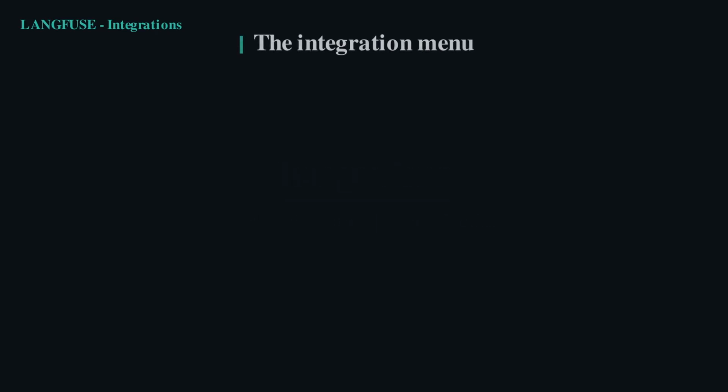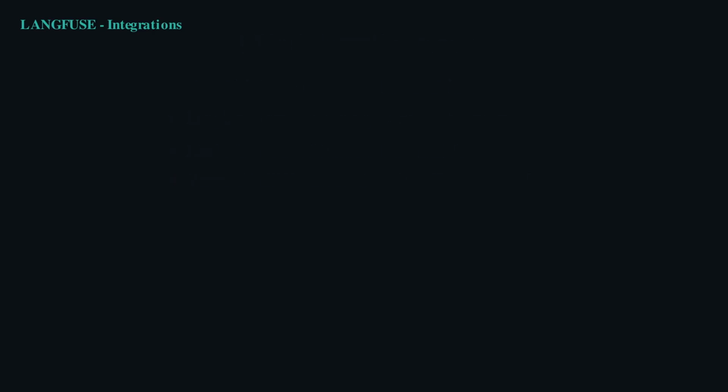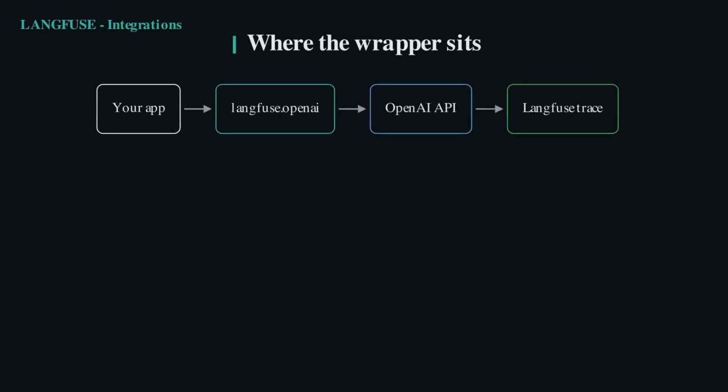Langfuse supports the OpenAI SDK, LangChain, LangGraph, LiteLLM, the Vercel AI SDK, and any OpenTelemetry framework. Everyone captures prompts, responses, token usage, cost, and errors with almost no code of your own. The integration sits between your app and the provider, copying each call into a trace as it passes through. You get observability as a side effect of a normal API call.